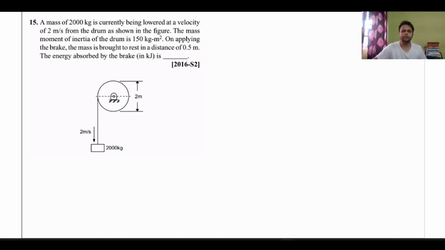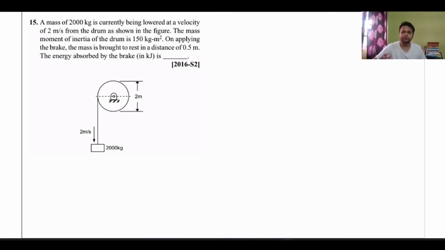Okay. A mass of 2000 kg is currently being lowered at a velocity of 2 meter per second from the drum as shown in the figure. The mass moment of inertia of the drum is 150 kg meter square. On applying a brake, the mass is brought to rest in a distance of 0.5 meter. The energy absorbed by the brake is to be found in kilojoule.